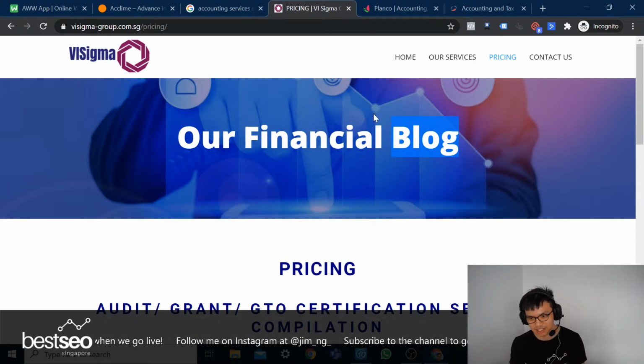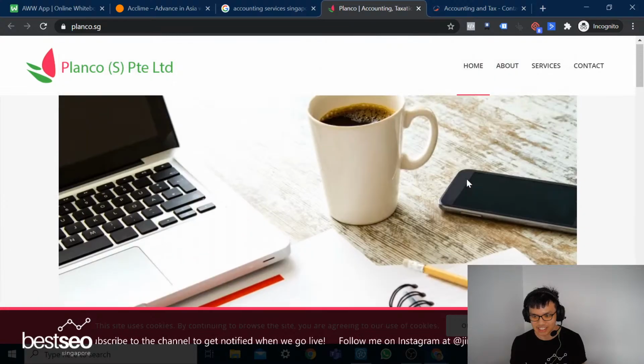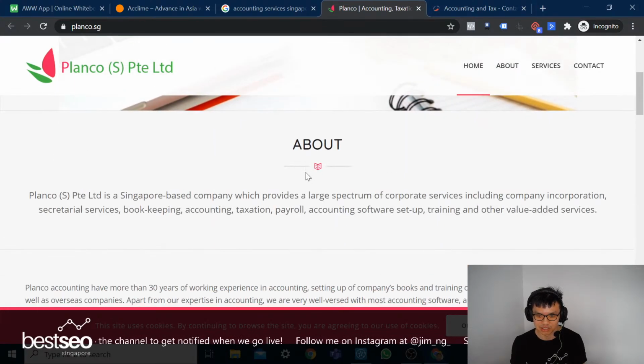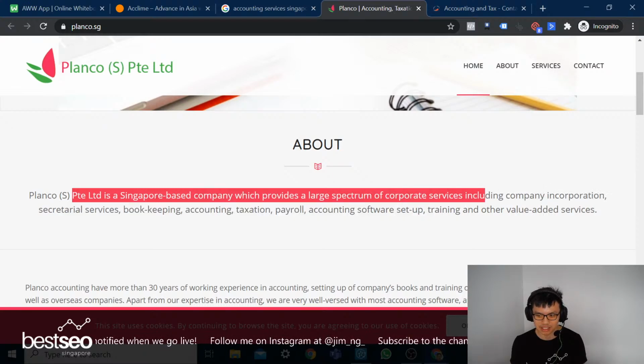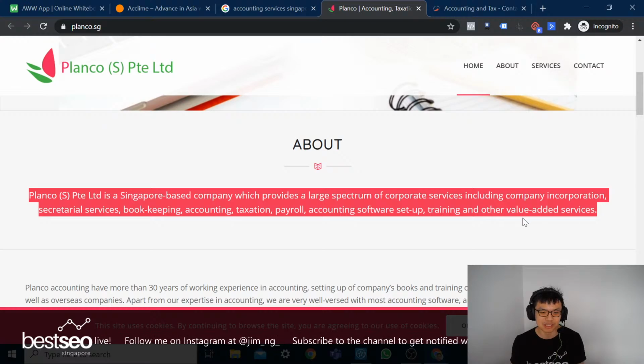Okay, let's go to the next one, because again, this is not a threat at all. Planco. You could see Planco is the same thing. On the home page is just yet another stock photo, and a logo, and then another stock photo, and then you go straight into the about. Planco Private Limited is a Singapore-based company which provides yada yada. So everyone is singing the same song. Everyone is saying the same thing. So how can you stand out?